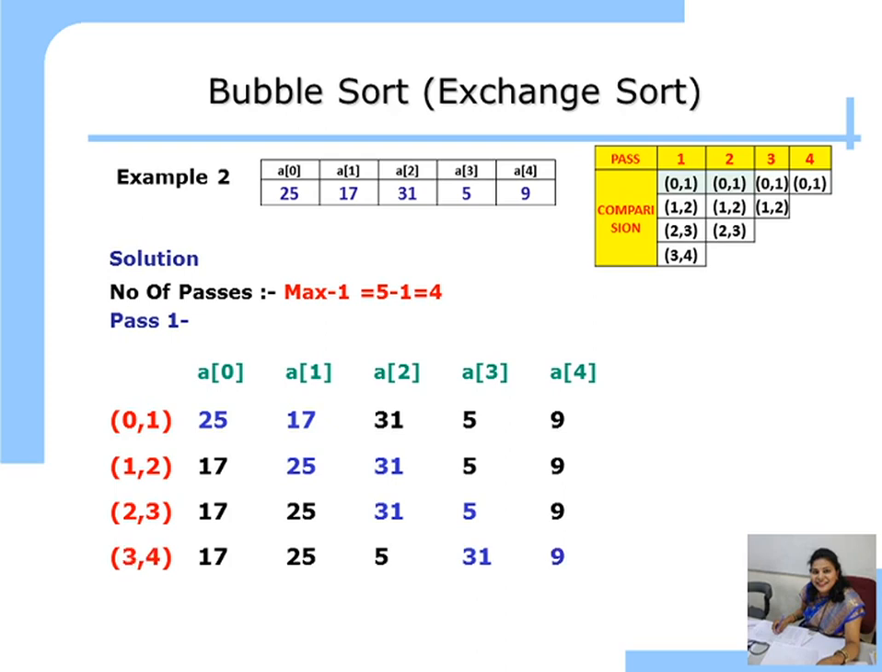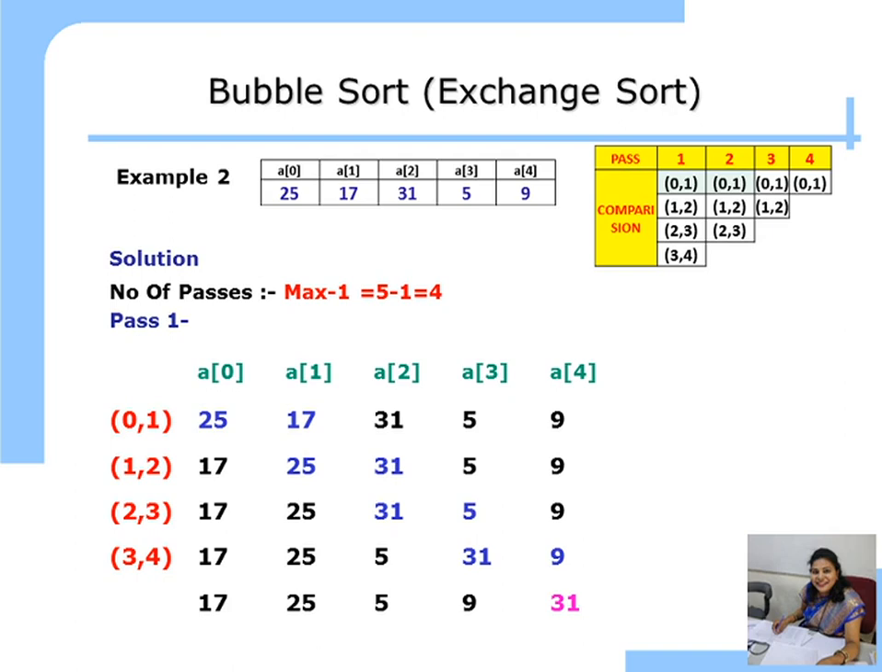Now we are going to perform the fourth comparison, that is between third and fourth. What is present at the third location? It is 31. What is present at the fourth location? It is 9. Is 31 greater than 9? Yes. So we perform the swapping. We will get the output as 17, 25, 5, 9, 31. As you can see, all the four comparisons are over. This is the end of pass 1.